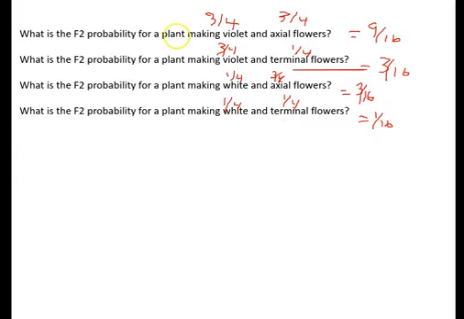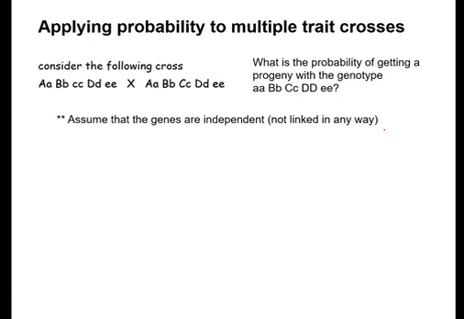And so if I need to know the probability of a violet and axial, well, now we multiply. 3 out of 4 times 3/4 is 9/16. Right? For this one, violet and terminal, 3/4 times 1/4, 3/16. White, 1/4, and axial, 3/4. 1/4 times 3/4, again, 3/16. A white and terminal, both of those are recessive, so 1/4 times 1/4 gives us the 1/16.